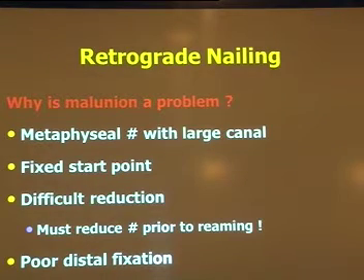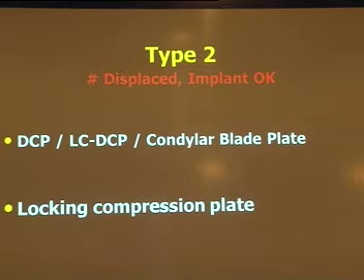Retrograde nailing, why is malunion a problem? These are metaphyseal fractures with a large canal. You have a fixed starting point which you cannot control. There is difficult reduction because you must reduce the fracture prior to reaming. This is the fundamental principle of intramedullary nails. And then you also have poor distal fixation because of poor bone stock after these fractures.